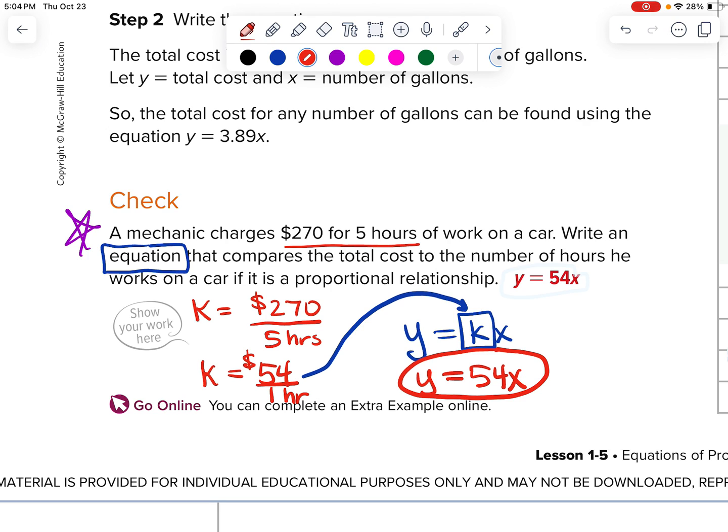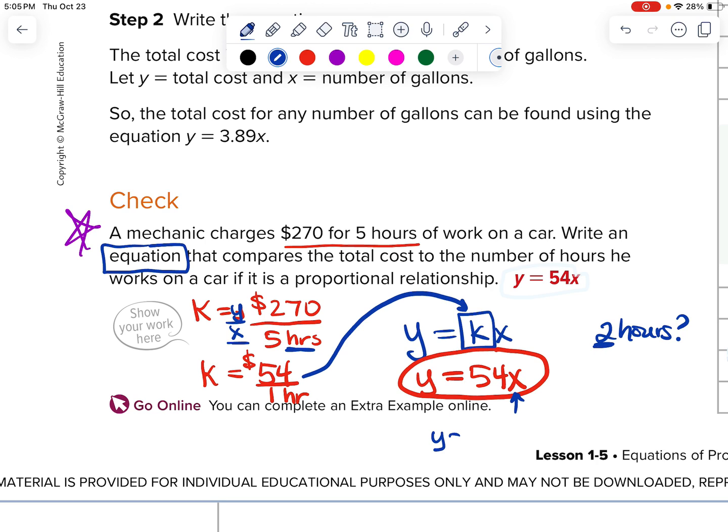Now, we can use this equation to find other information. For example, we may say, well, I have a car issue, but I know it's not as bad. It's only going to take the mechanic 2 hours. So how much money do I need to pay for 2 hours? Well, y is money and x is hours. So if I said 2 hours, how much money? I would take the 2 and put it in for x.